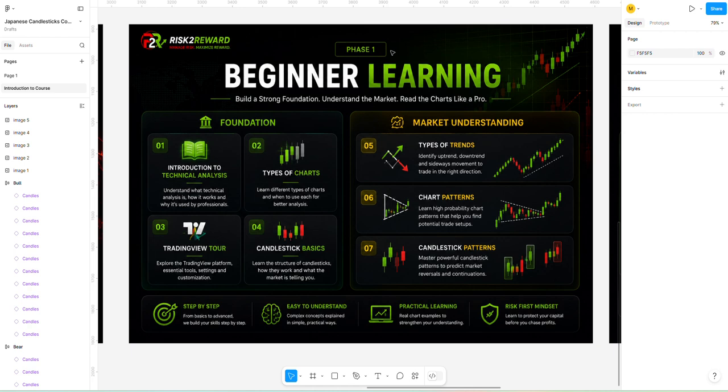After learning the trends we will go into chart patterns, where we see different chart patterns such as the head and shoulders pattern, and different patterns you will learn in the chart pattern video. After that you will go deep into candlestick patterns, how different candlesticks are formed, how they are combined with different trends and chart patterns, and how candlesticks are actually formed in the real market.